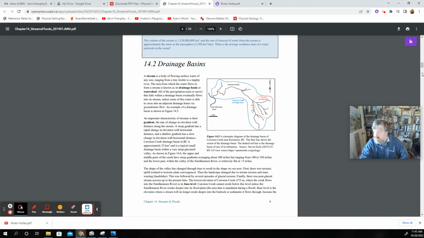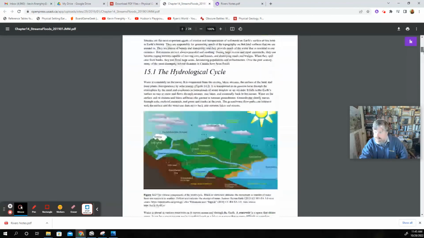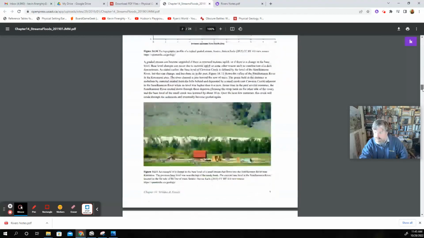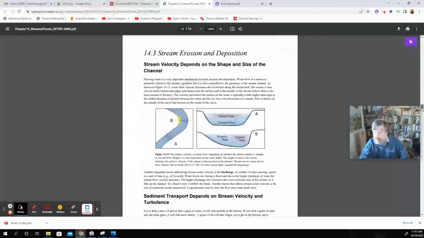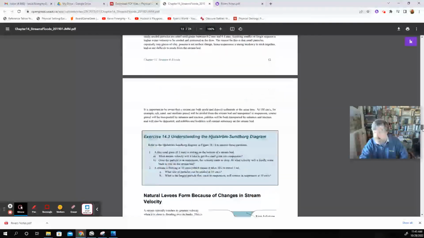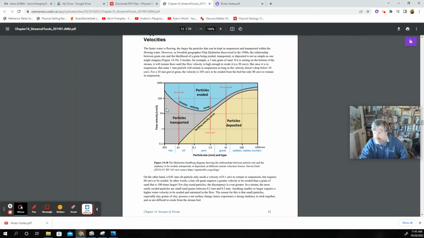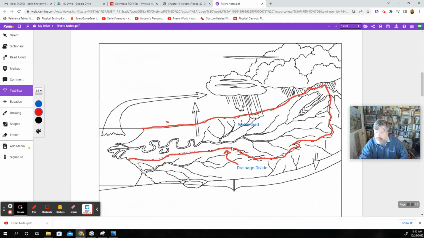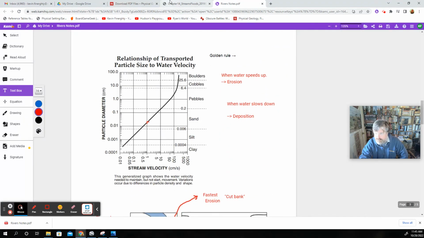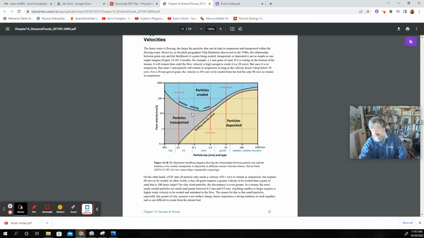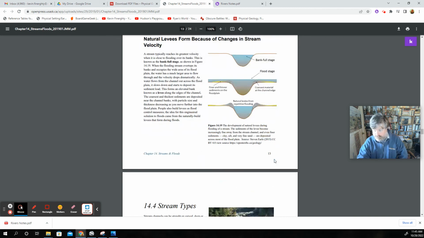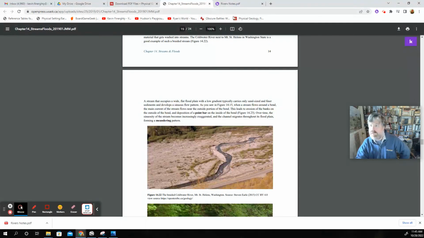Let me look through 14 quick, like I usually do, to make sure we didn't skip anything too big. I think we're feeling good here, though. This is the more complicated looking version of this guy right here, if you're wondering what that is. But I kind of like it because, and I think I showed this in the last video, it shows more with the idea that when water speeds up, that gives you erosion, and when it slows down, you get deposition. Yeah, we'll call it good there.